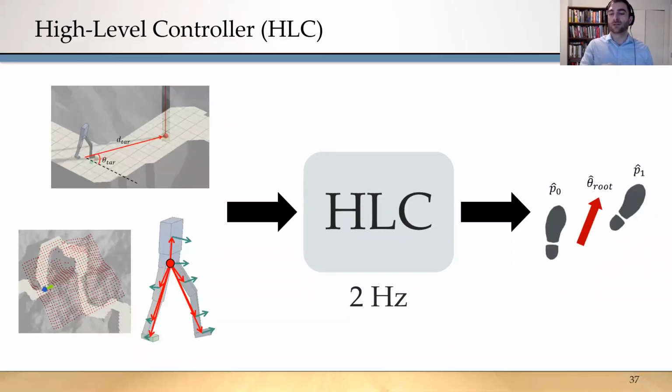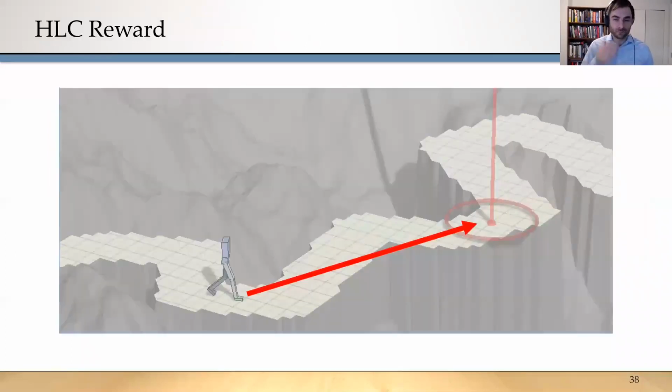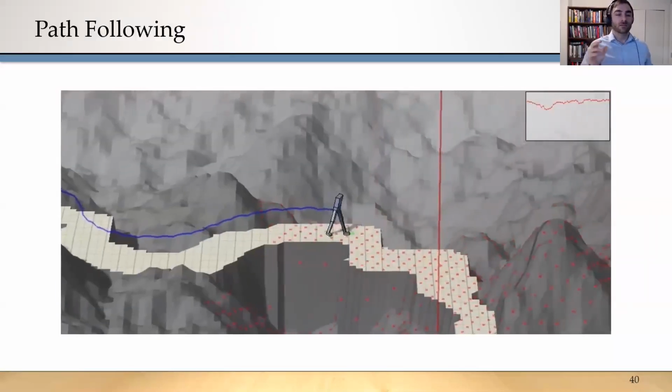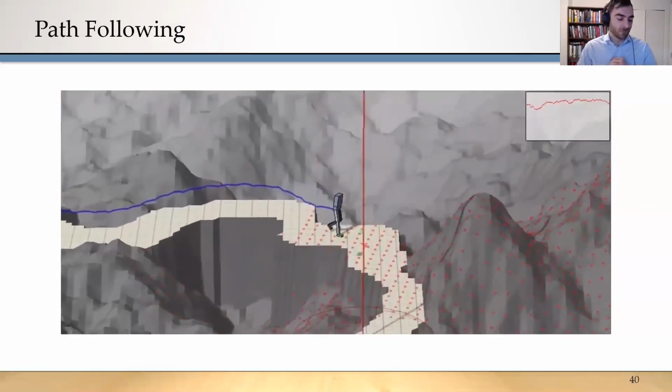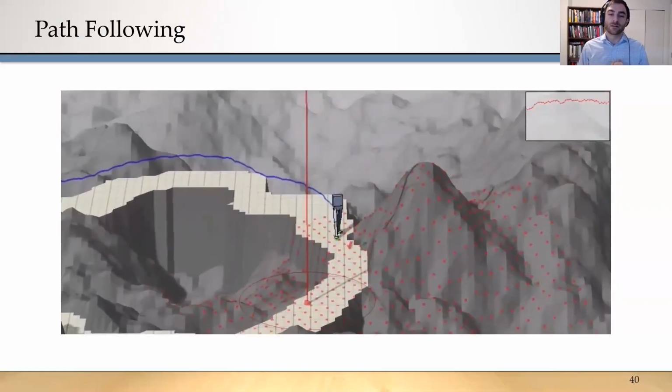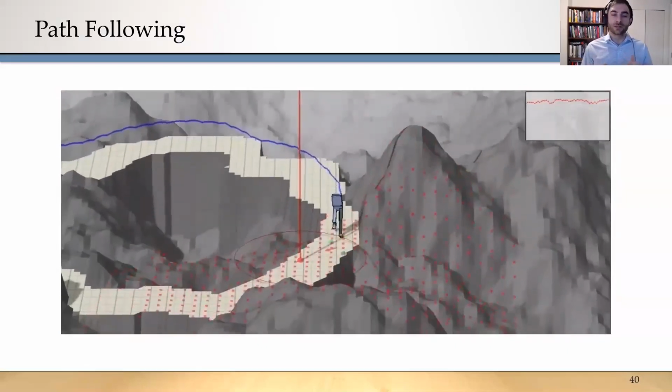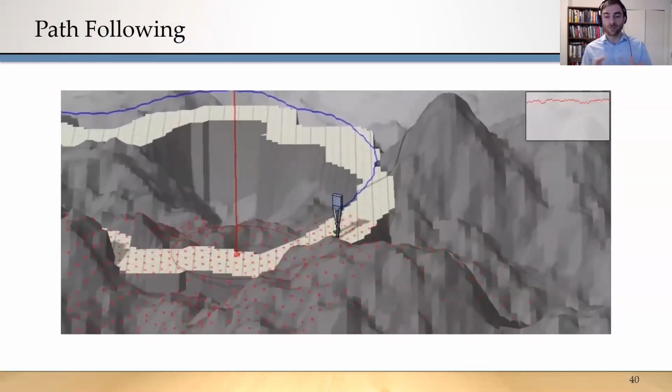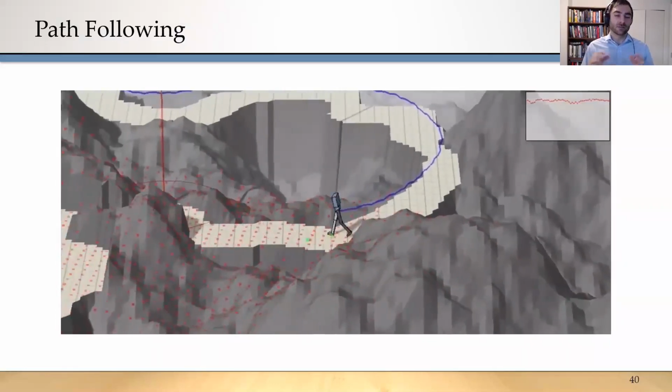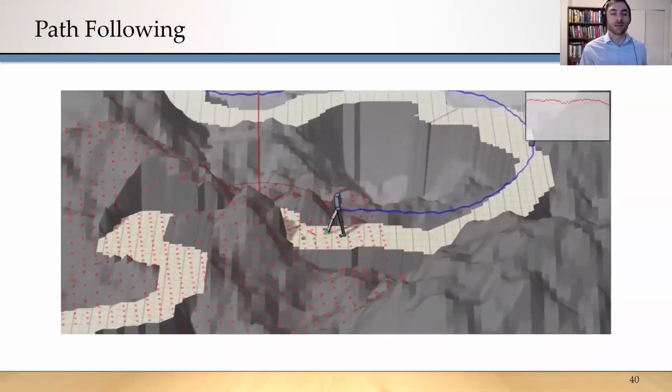And then the high-level controller is producing those footstep plans that the low-level controller has already learned to follow. The high-level controller reward in this case is the distance between the agent and the target location that's being specified. And this overall method ends up working out very well. By well, I mean in this case you can train an agent in just about a day to two days to learn how to navigate environments such as this.